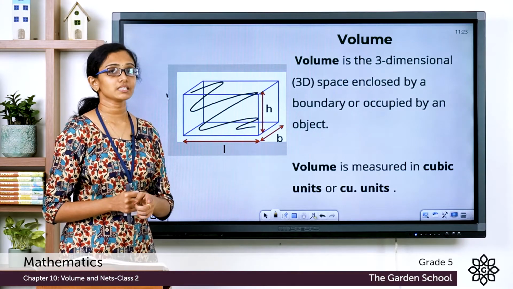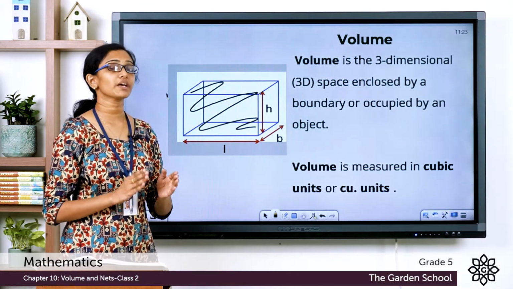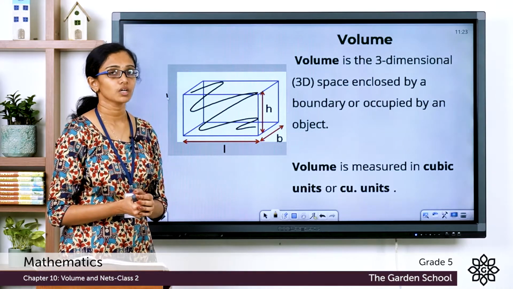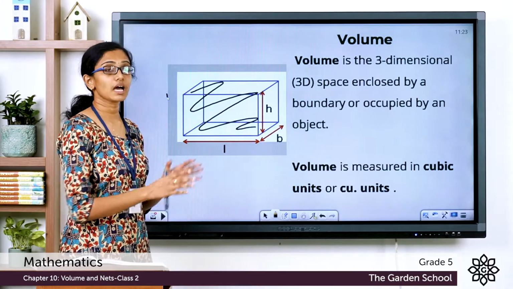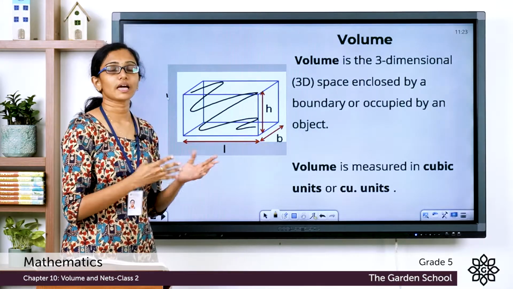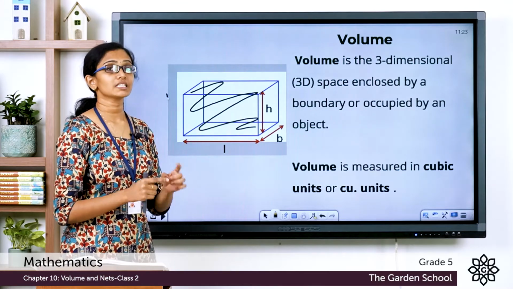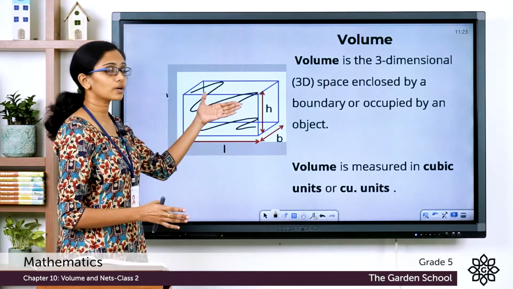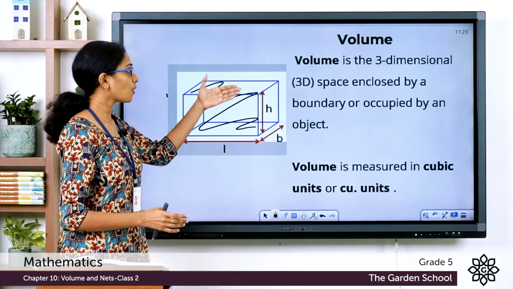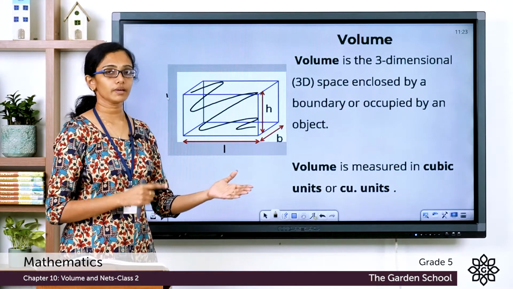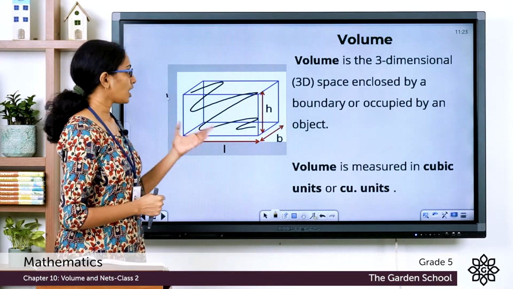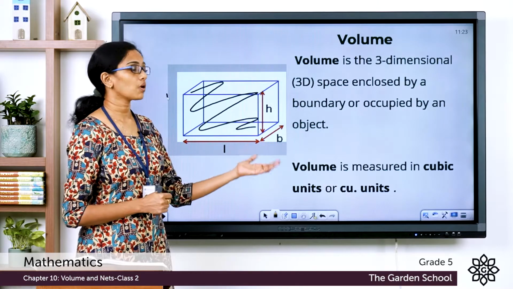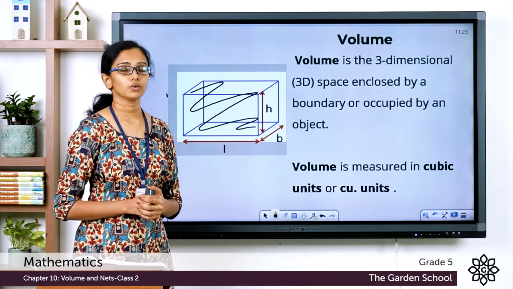We have seen capacity is a measure of how much something can hold. So the capacity of this cuboid is how much this cuboid can hold within it. But the space occupied by what is inside is called the volume of the cuboid. So volume and capacity. Now, how do we measure volume? We said volume is measured in cubic units.